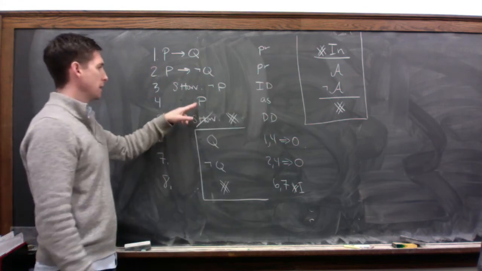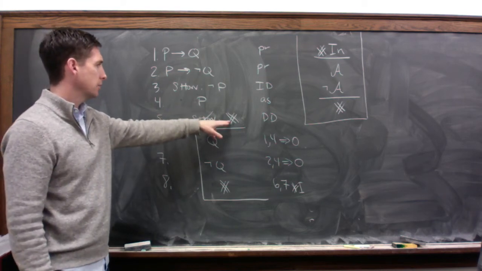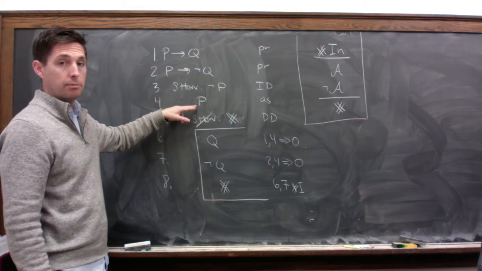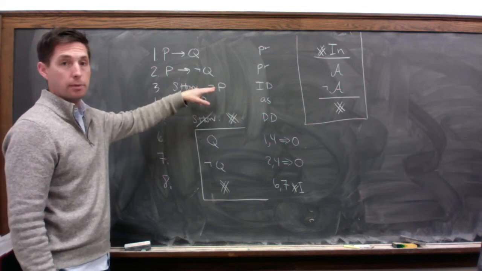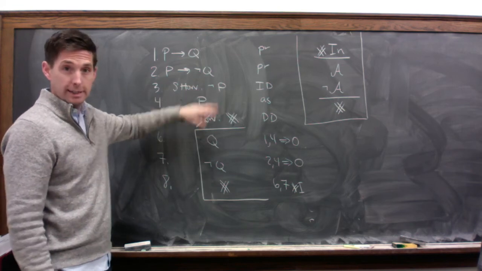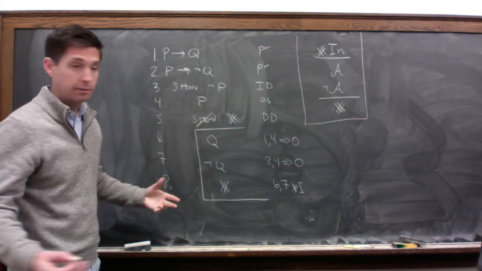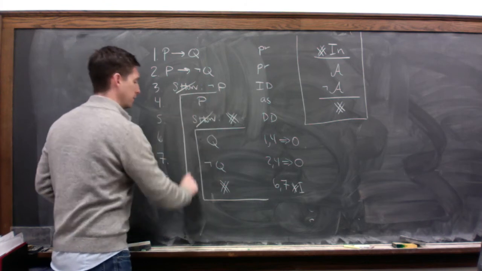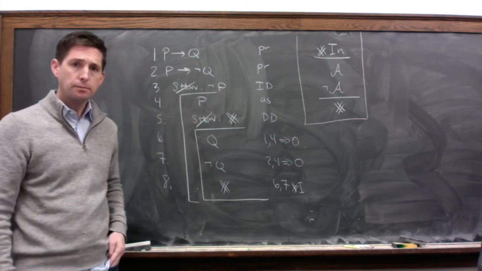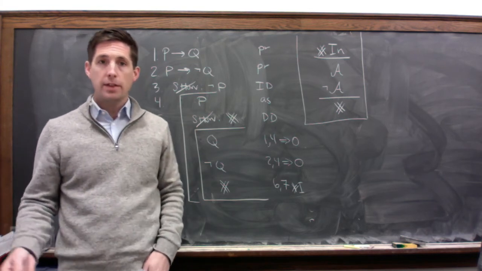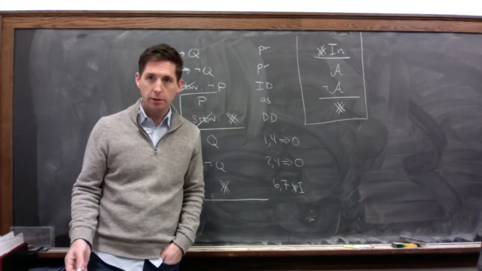Because the assumption that P led to a contradiction, we know that P can't be true. And if P can't be true, it must be that not P is true. That is, if P is not true, then not P is true. That's the basic style of derivation. So we cancel that and box everything below here. And that's indirect derivation.